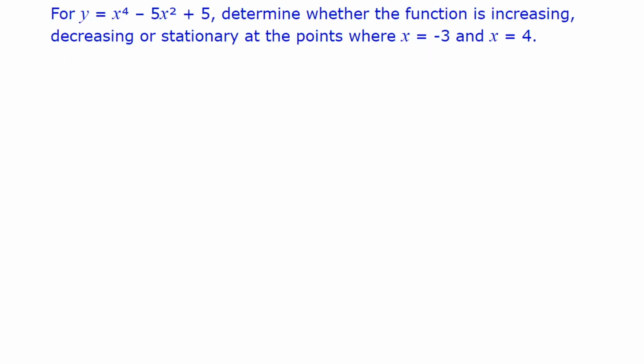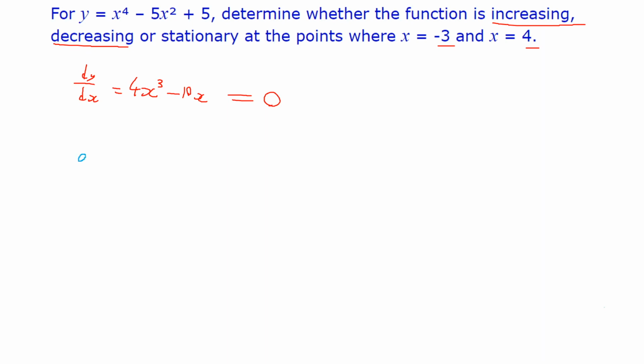For y equals x squared minus 5x plus 5, determine whether or not this function is increasing or decreasing at the point where x equals minus 3 and x equals 4. The first thing we need to do is differentiate. So dy by dx is going to be equal to 4x cubed minus 10x, and that's it. So how do we know if this is an increasing or decreasing function? Well, all we need to do is sub in minus 3 and 4 into dy dx.